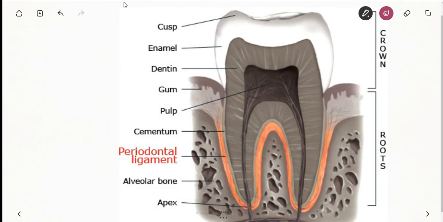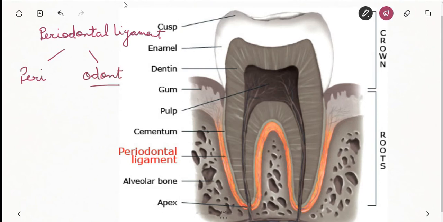The periodontal ligament is derived from two words, peri and odont. Now what is peri? Peri means around and odont means tooth. So something around the tooth. So the tissue that supports the teeth is colloquially known as periodontium.